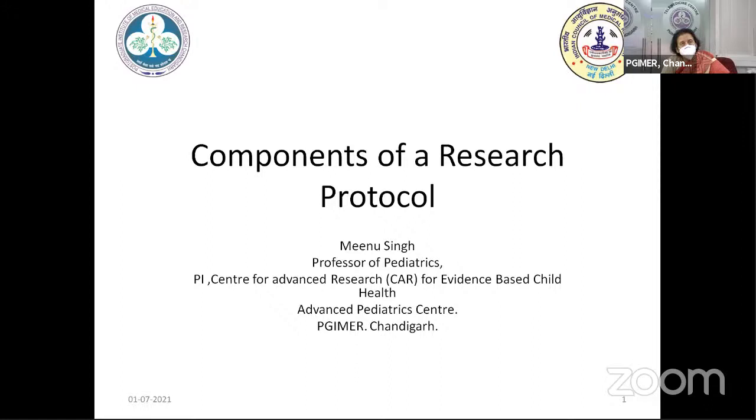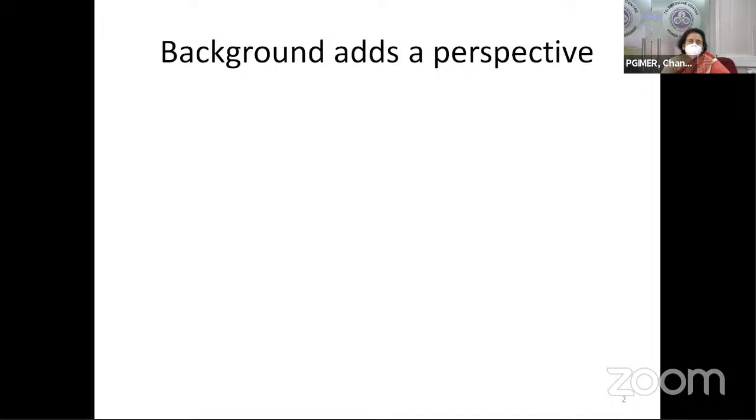Then comes the next part of a research protocol. After you have a question with us, you want to know what is the state of existing knowledge on that particular question. And that is the background. That means you want to know what is the background knowledge which is there for that particular question which you are going to explore. And that background should be clear.